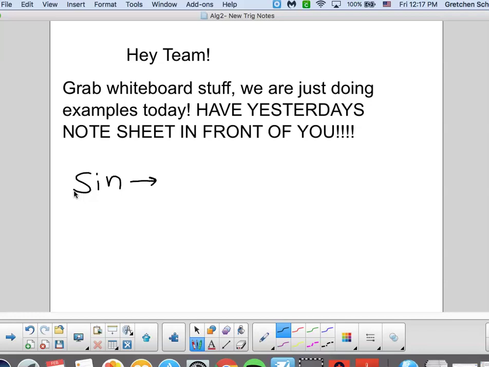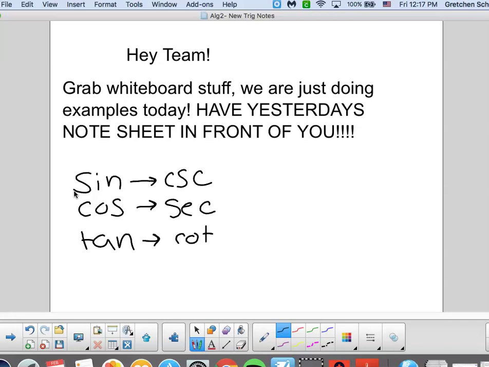Anybody remember what sine's reciprocal is? Cosecant. Cosine's reciprocal is secant. Tangent's reciprocal is cotangent. So I would add that to the front side of yesterday's notes.